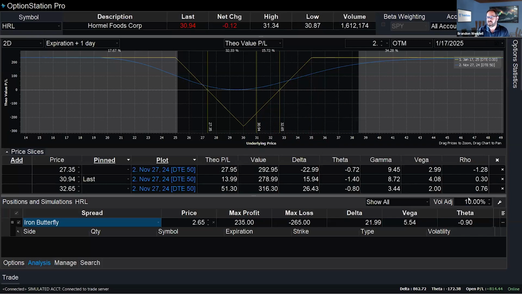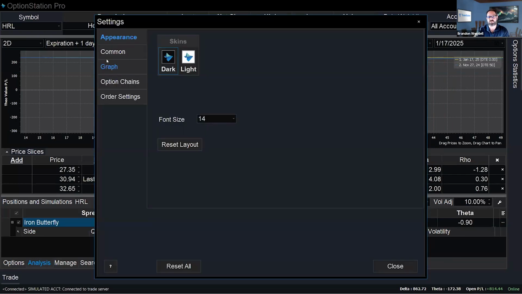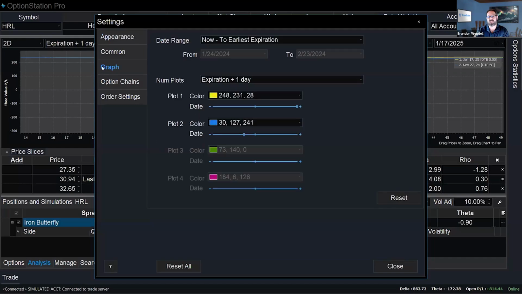Okay. The starting point, basically what I was doing was I was adjusting right here under graph. Use the little cogwheel on the right and graph, and you can use price slices to figure out what your break-even prices would be on the earnings day rather than the expiration day. Because most people just look at the expiration day. I'm not holding it till then. I'm holding it till after the event or the day of the event.